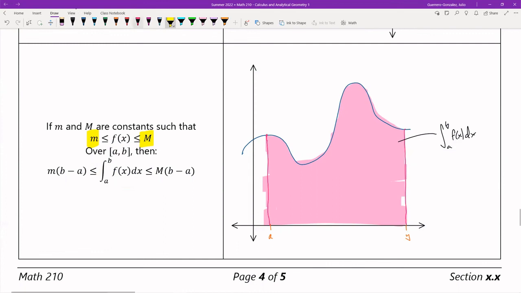What do I mean by that? Suppose that you had a little m value down here, so this is little m, and suppose you had a big M up here. So notice that my function f of x exists between both of these two values, the little m and the big M. And what I'm going to do is connect a and b all the way up.